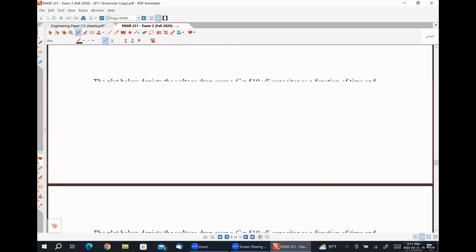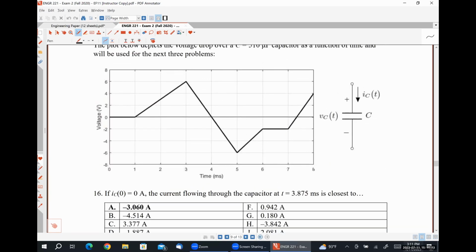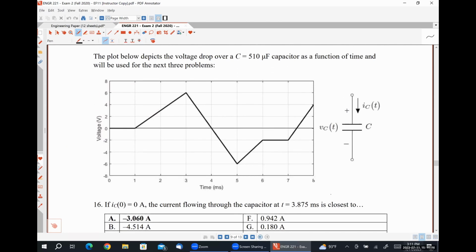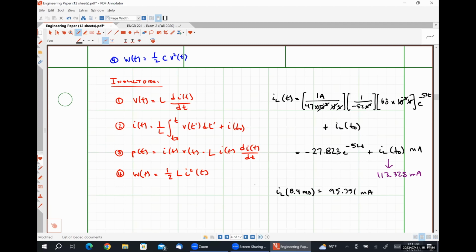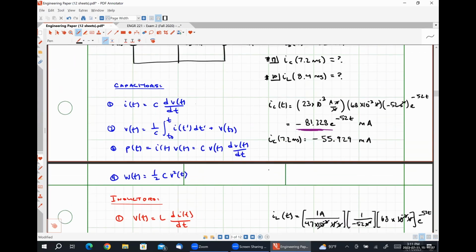All right. So we have a capacitor that has a value of 510 microfarads, and we are given the voltage, and we are asked to find the current. So let me pop back over here. We have a capacitor. We're given voltage. We're asked to find the current. Which of those four capacitor relationships am I supposed to use? 2. Incorrect. We're given the voltage and we're asked to find the current. 1 then. Yes, 1.